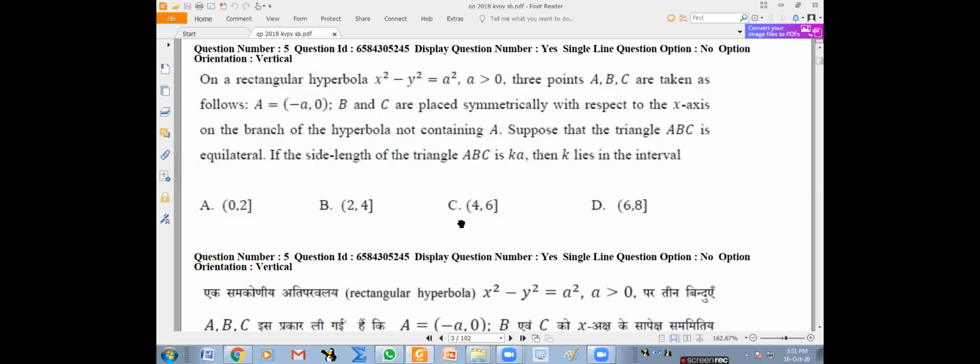Okay, let the side be Ka. Then this is Ka and this angle is 30, this angle is 30, this is Ka cos 30, this is Ka sin 30. So according to the parametric form, what are the coordinates of B? I can tell. So this is minus a comma 0.